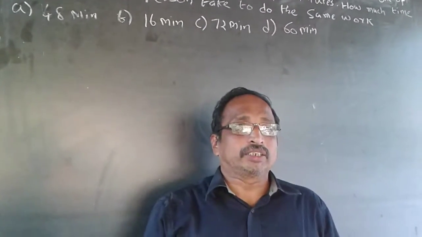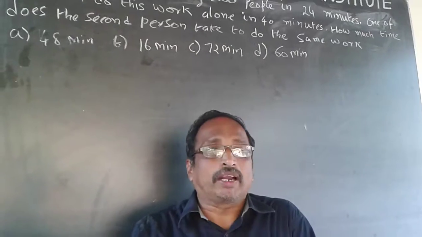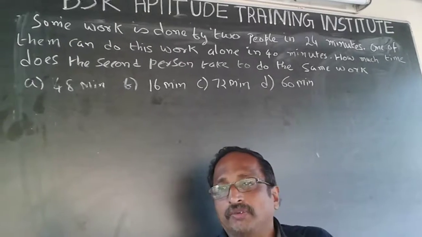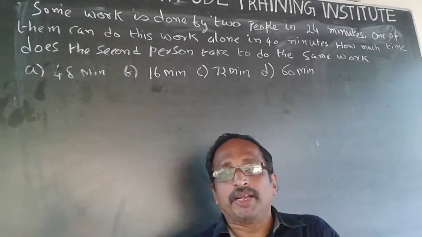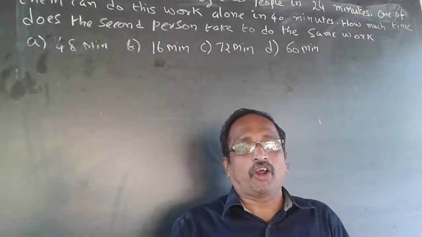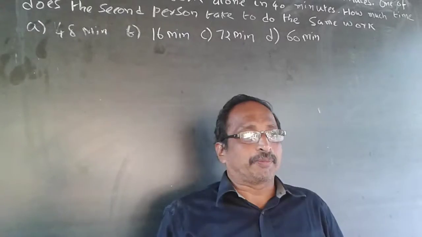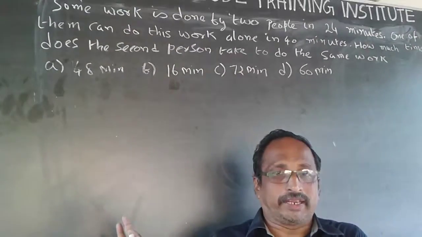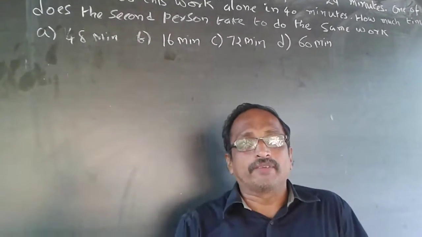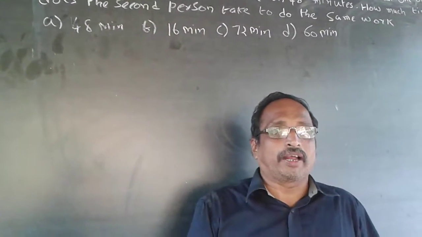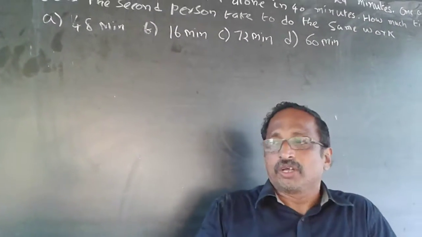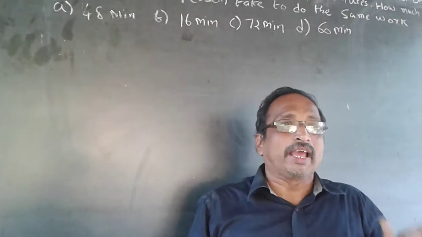In questions like this, you will have to find out how much work is being done in a single minute. Supposing days are given, you have to find out how much work is done in 1 day. Supposing minutes are given, how much work can be done in 1 minute. Similarly, if seconds are given, how much work can be done in 1 second. Supposing I can paint this wall in 10 days, that means in 1 day, I will do 1/10 of the work. So always convert your work done as work done in a single unit.